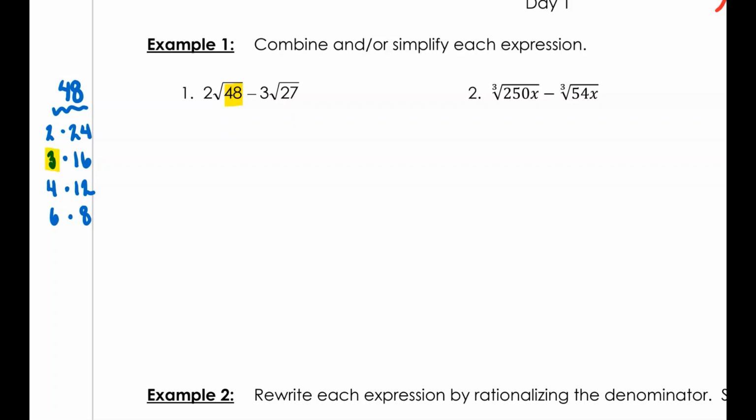Well, the answer is I want to use 3 and 16. And the reason why I want that version is because 16 is the largest perfect square factor of 48. So I have 2 times the square root of 16 times 3. And then the 16 is a perfect square, and so that's going to come out as a 4. So then I have 4 times 2 times the square root of 3, and of course 4 times 2 is 8.